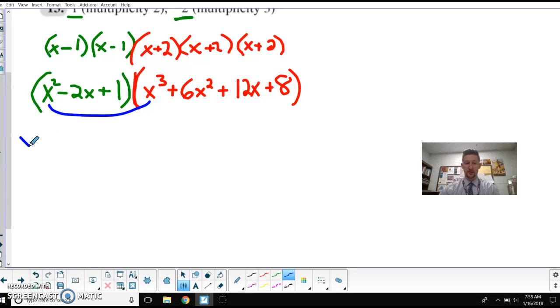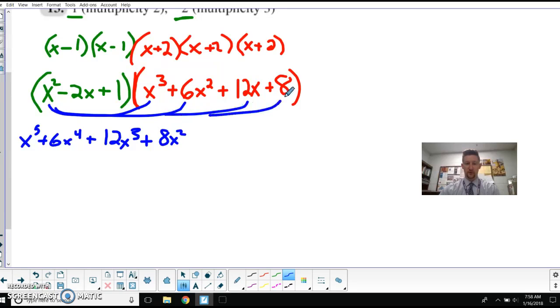I would take x squared and distribute it to all 4 of these terms over here. So x squared times x cubed is going to be x to the 5th, and then I've got plus 6x to the 4th, plus 12x cubed, plus 8x squared. This will just take a little bit of time thanks to the mouse. All right, so that was me distributing it to all 4 of those terms.